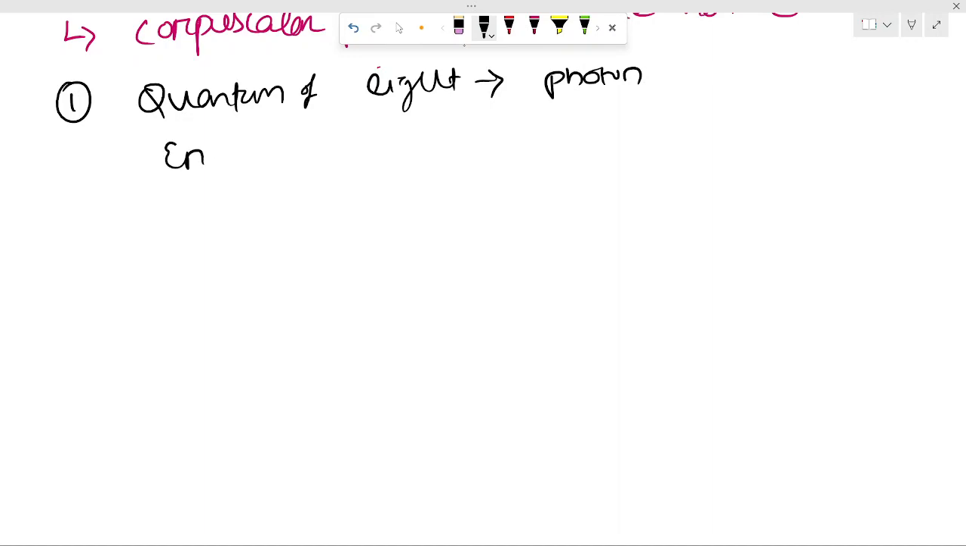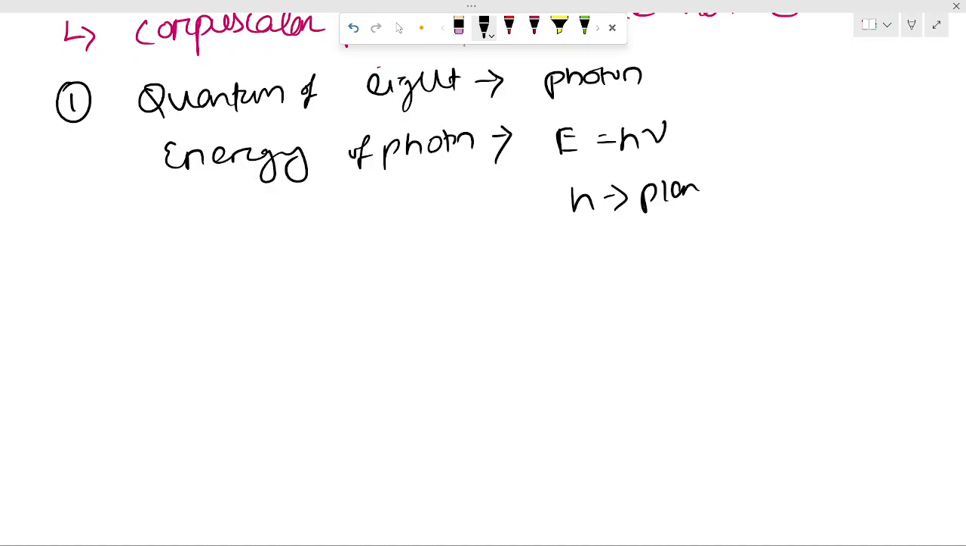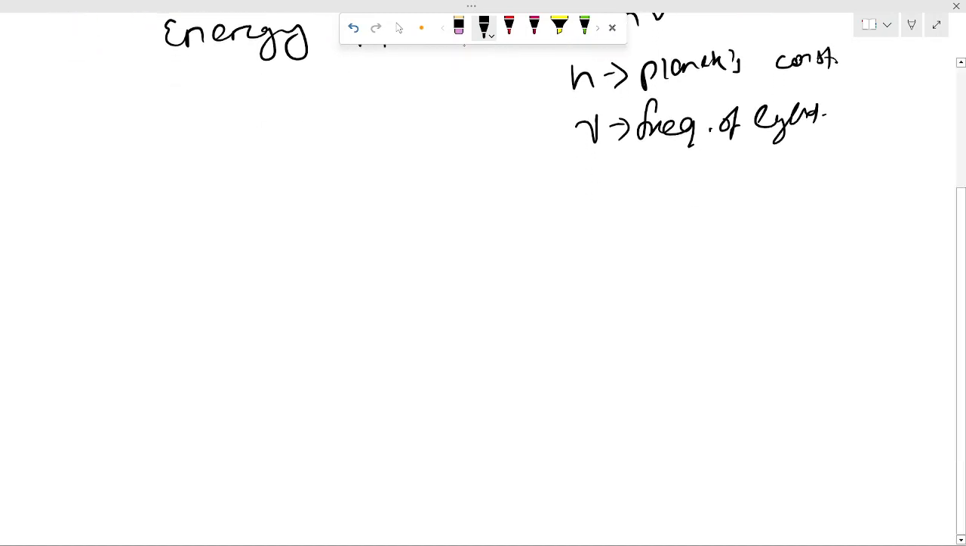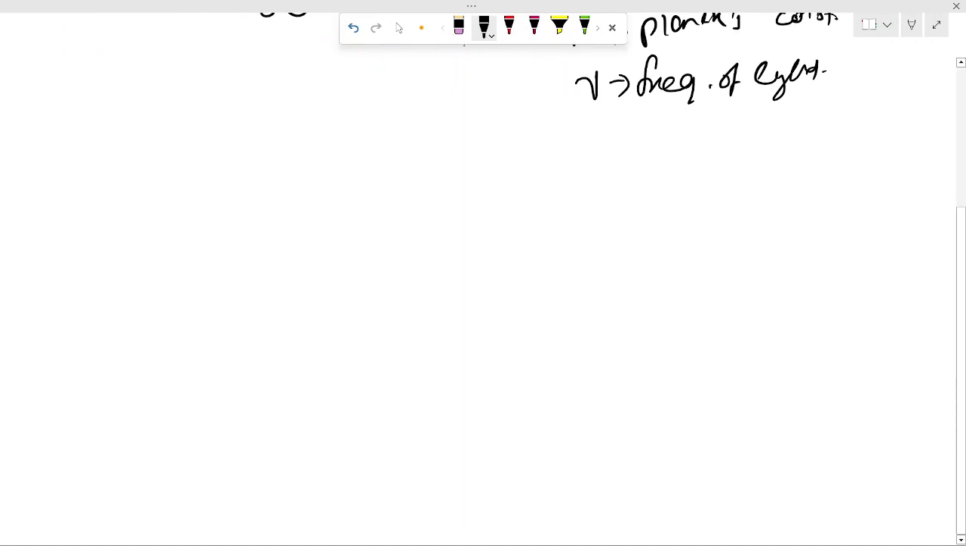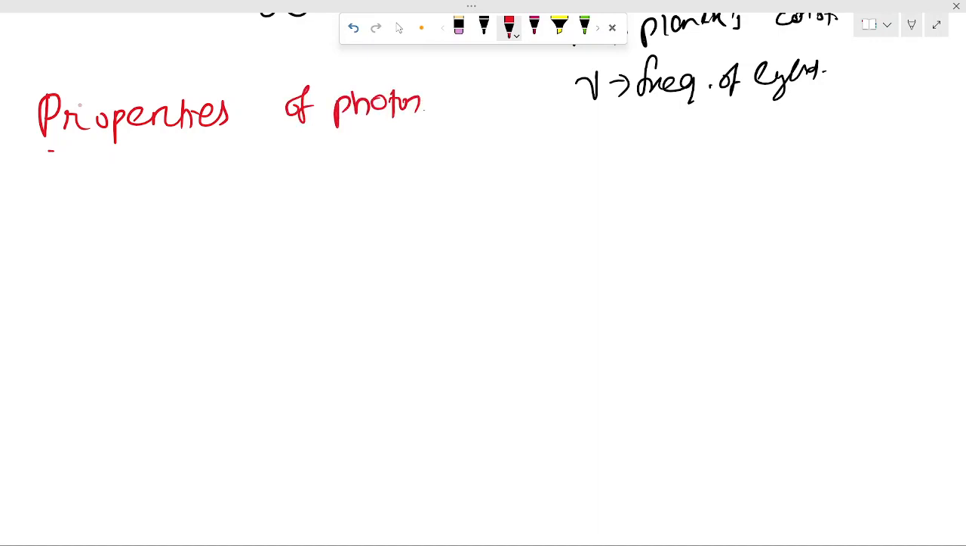The energy of a photon is given by the expression E is equal to h nu, where h is Planck's constant and nu is the frequency of light. Understood? So let's talk about the important properties of photon. In many exams, you are asked about the properties of photons, so you should know them.